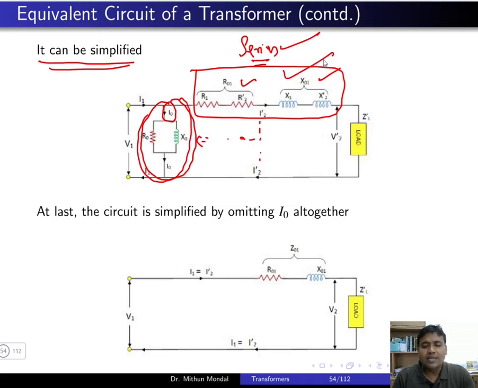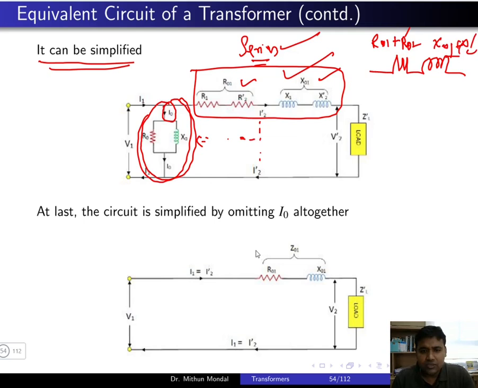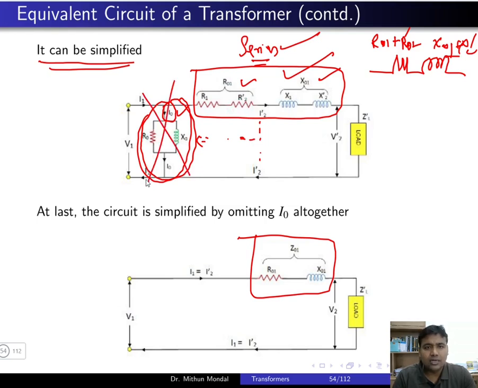So this one we can easily represent with a single resistance and single reactance. So the resistance has become R01, equal to R1 plus R2 dash, and the reactance has become X01, equal to X1 plus X2 dash. So only one resistance and one reactance we can get, which is this one. Okay, so we have got a simplified circuit, and since the current is less, we can neglect this part of the circuit to further simplify, and hence your current I1 will be equal to I2 dash.